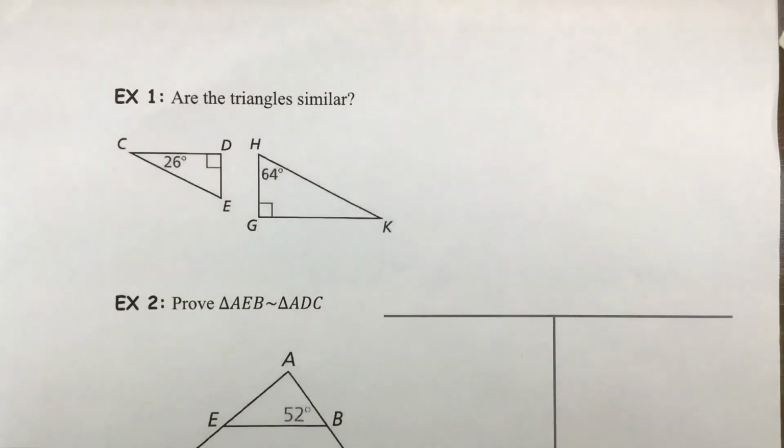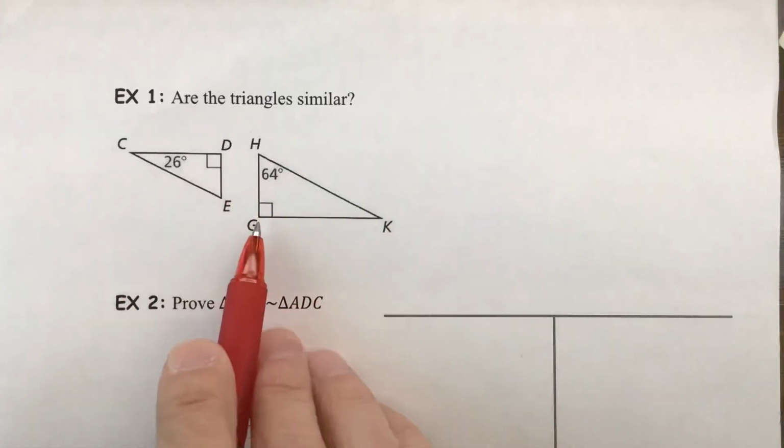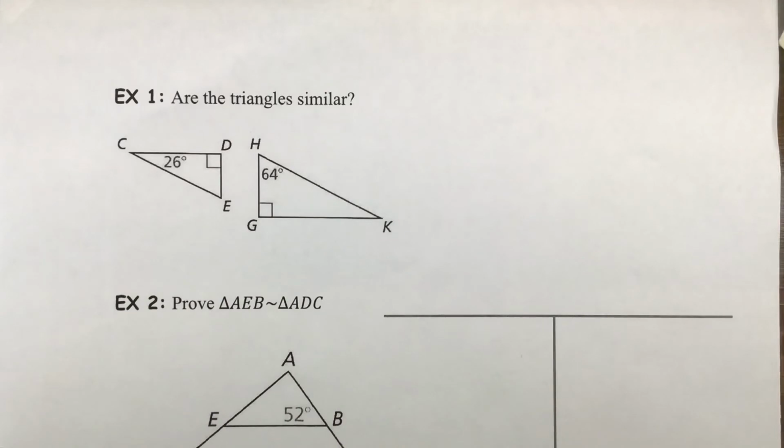For example 1, we've got a really short problem. We're simply asked, would these two triangles be similar? Well, to decide that, we just have to show that two pairs of angles are congruent. Both of them have the right angle, so that'd be one pair of angles.